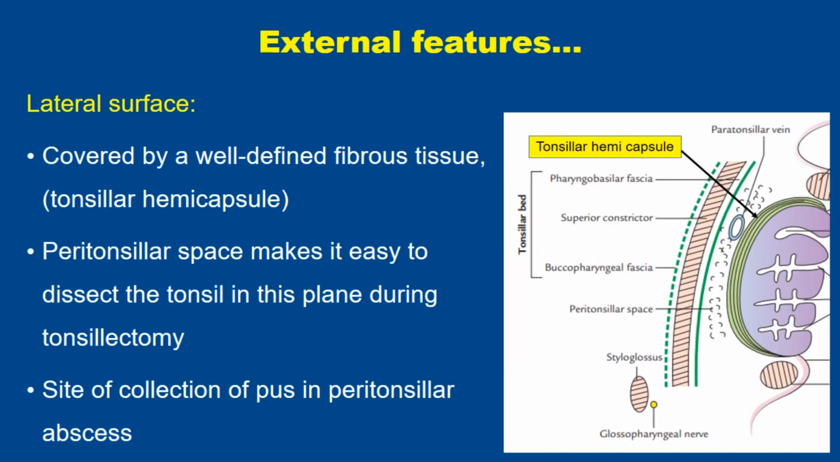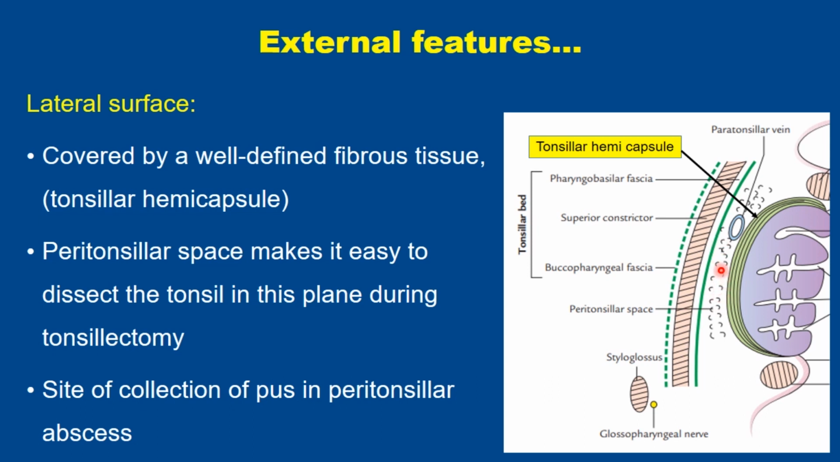Now, the lateral surface. Here we can see this is the lateral surface of the tonsil, and it is covered by a well-defined fibrous tissue known as the tonsillar hemicapsule. This green structure is the tonsillar hemicapsule. In between this capsule and the tonsillar bed, we can appreciate a loose areolar tissue, and this loose areolar tissue is known as the peritonsillar space.